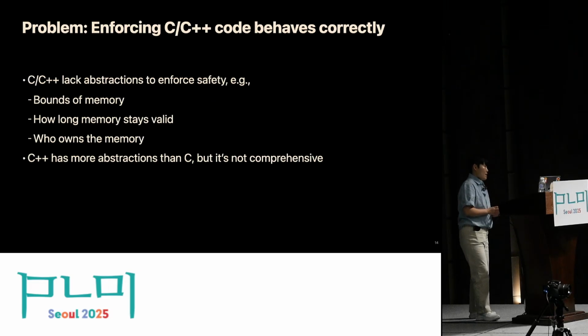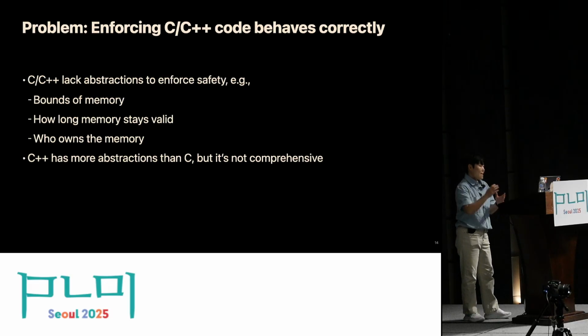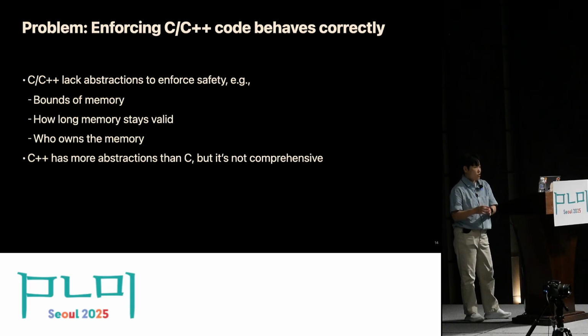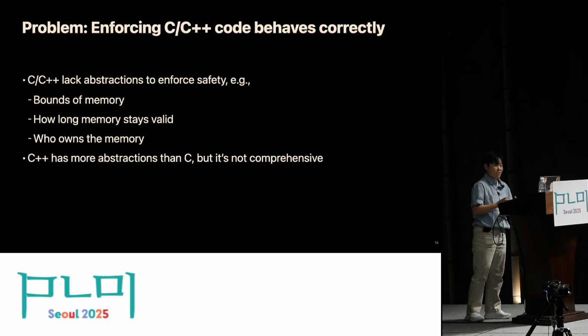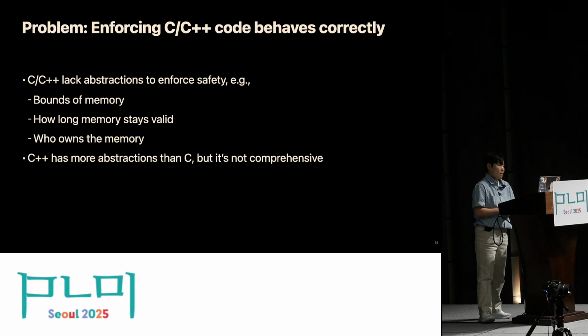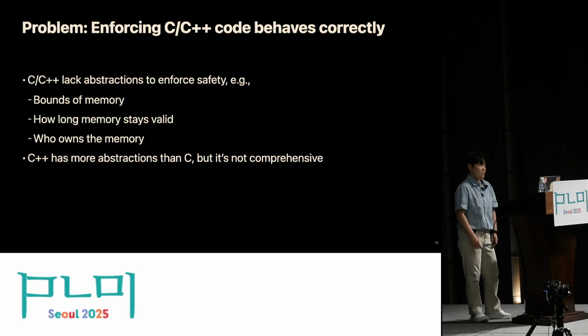Even if those expectations can be inferred at the language boundaries, enforcing them within C or C++ itself is challenging. This is because these languages lack abstractions to enforce safety properties, such as bounds of memory, how long this memory is valid, and who owns the memory. While C++ provides some more abstractions than C, they are still not comprehensive enough to guarantee whole program safety.